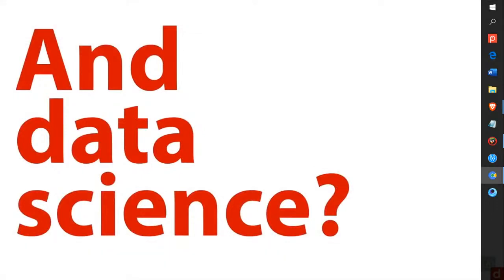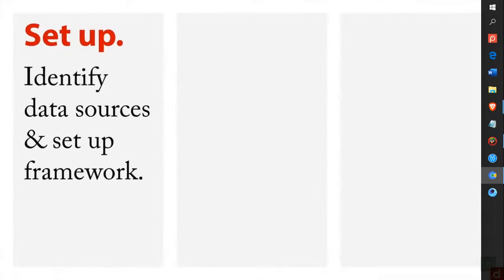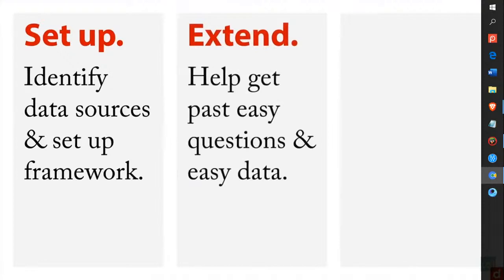What's the connection between data science and business intelligence? Well, data science can be useful to BI in terms of setting it up, identifying data sources, and creating or setting up the framework for something like a dashboard or a business intelligence system. Also, data science can be used to extend it. Data science can help get past the easy questions and the easy data to get the questions that are actually most useful to you, even if they sometimes require data that's hard to wrangle and work with.